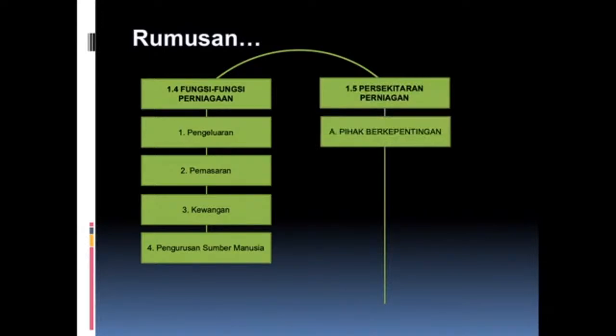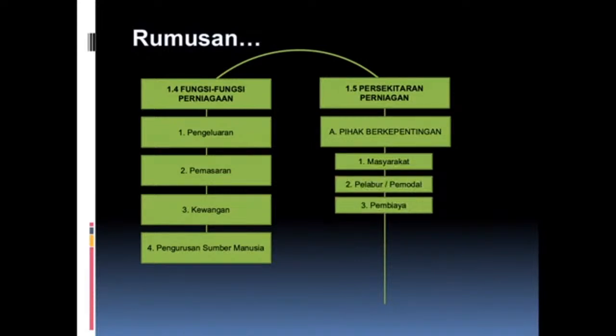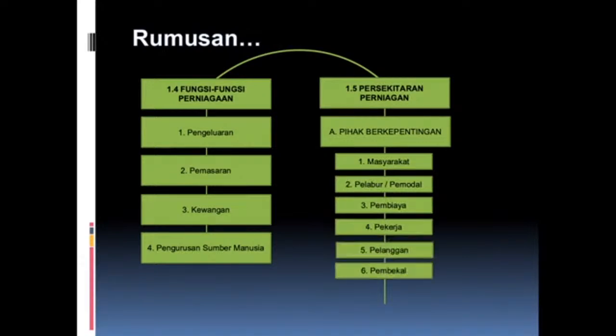Okey, pihak berkepentingan umumnya ada 8, iaitu masyarakat, pelabur atau pemodal, pembiaya, pekerja, pelanggan, pembekal, pesaing, dan akhir sekali adalah kerajaan. Justru saya mengharapkan semua pelajar boleh mengingat dan memahami semua topik yang telah diterangkan tadi.